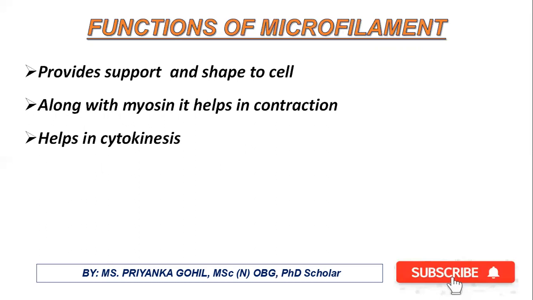Now here we have the function of the microfilament. So mainly it is providing support and shape to the cell. Then along with myosin, it will help in the contraction of the muscle cells, and it will help in the cytokinesis. This cytokinesis is a physical process of cell division.